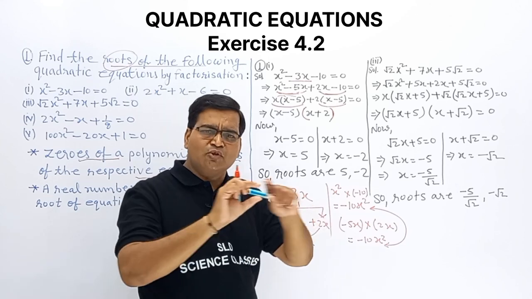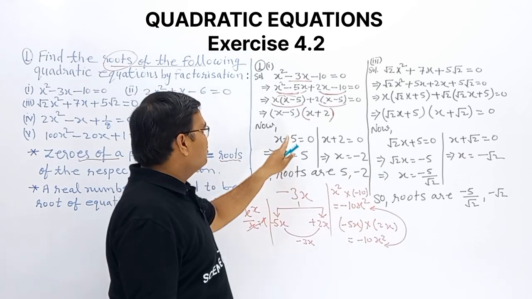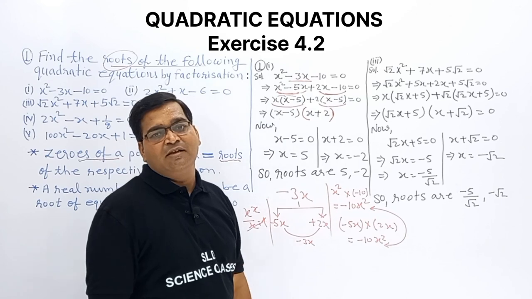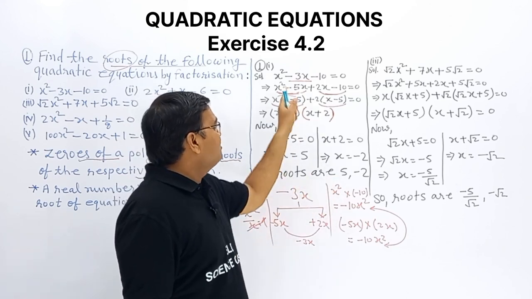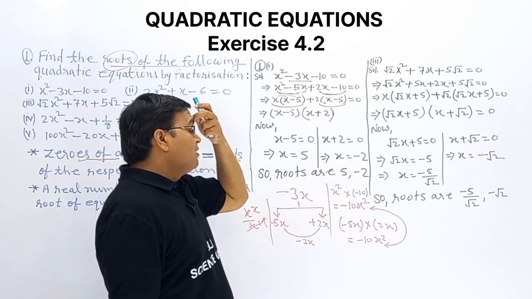Same process, zeros of the polynomial will be equal to roots of the respective equation. So two zeros we are getting, both will be roots of this quadratic equation. So the result will be, the roots of this quadratic equation are 5 and minus 2. Clear?